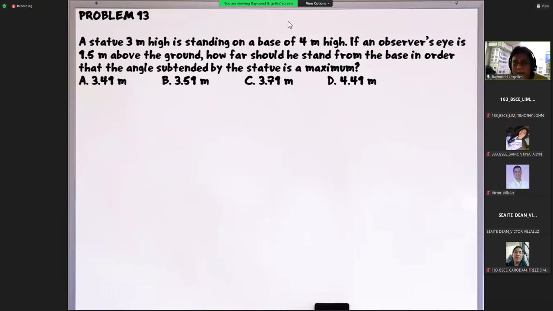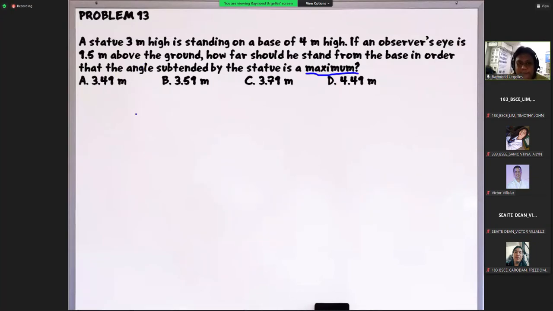Okay, so a statue, we have 3 meters high, standing on a base of 4 meters high. If an observer's eye is 1.5 meters above the ground, how far should they stand from the base in order that the angle subtended by the statue is a maximum? So again, as an example, nakalagay dito, maximum, kaya alam natin maximum yung hinahanap natin. Kaya pag meron tayong na-solve dito, especially kung isa lang yung sagot, then automatically maximum na yan.